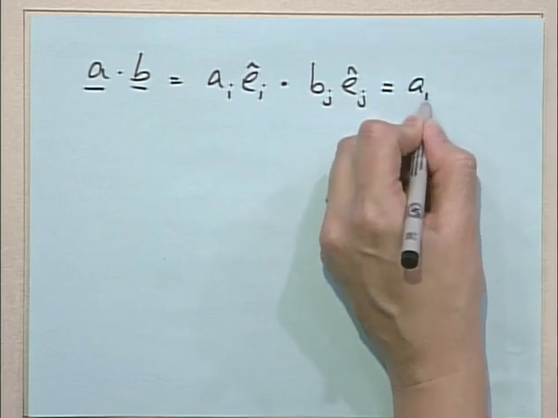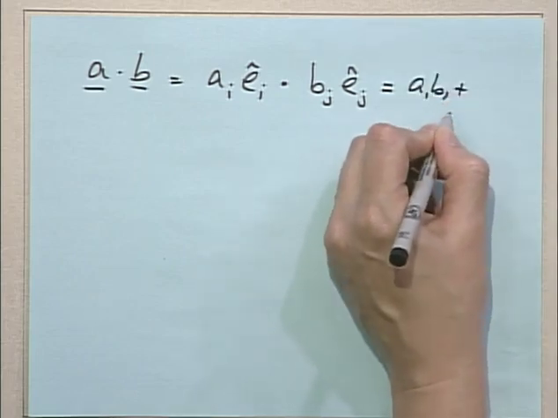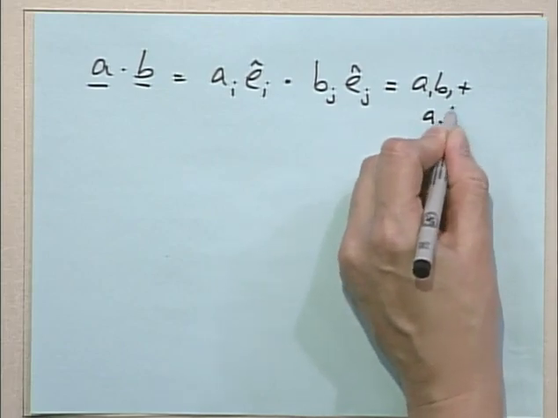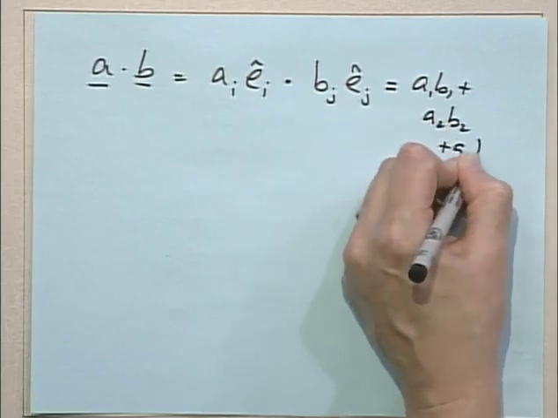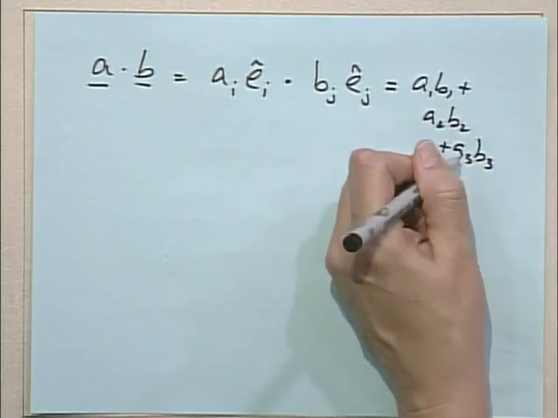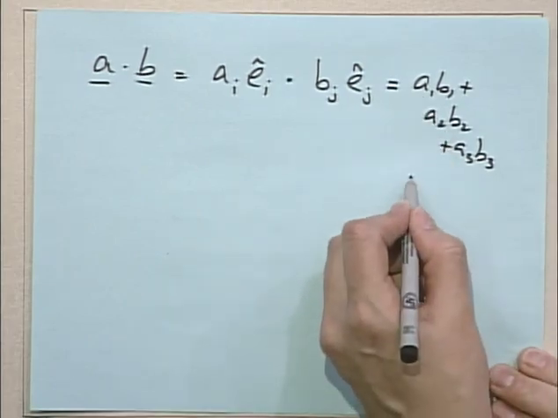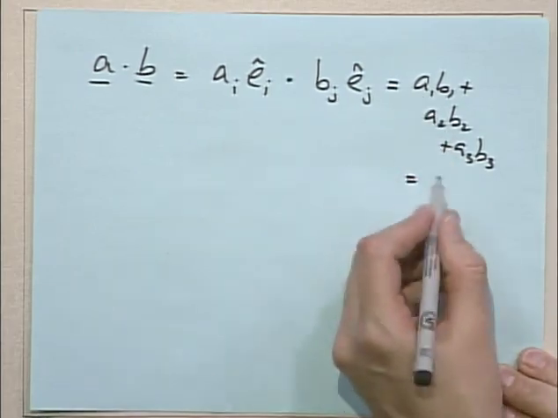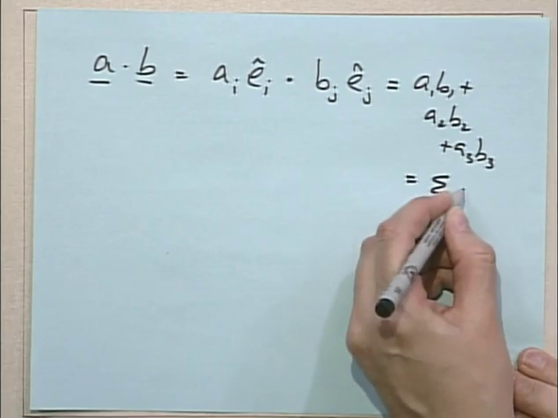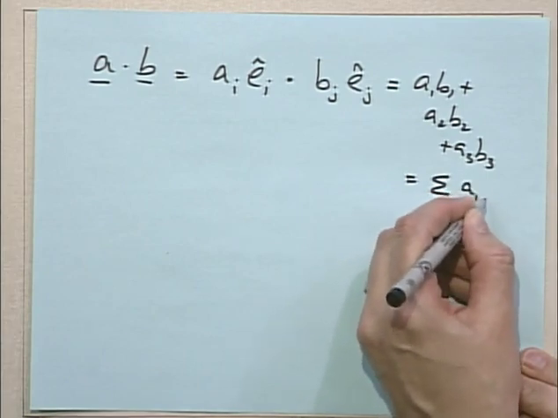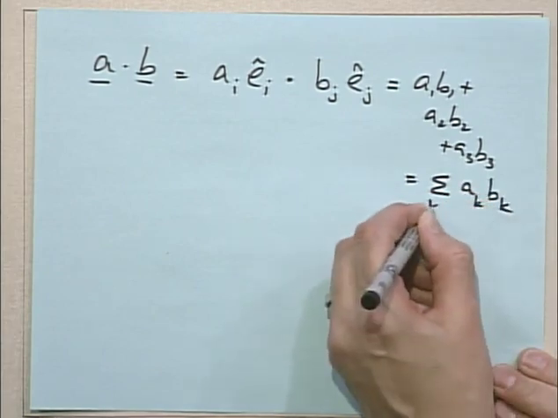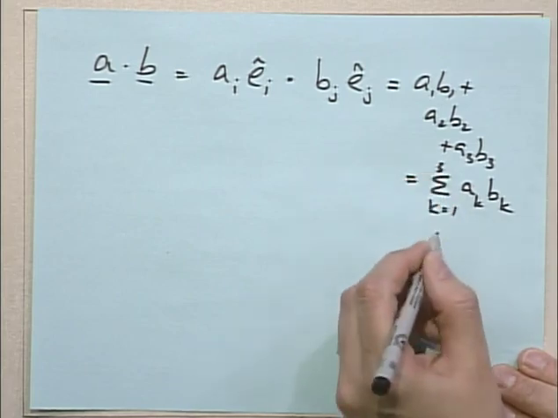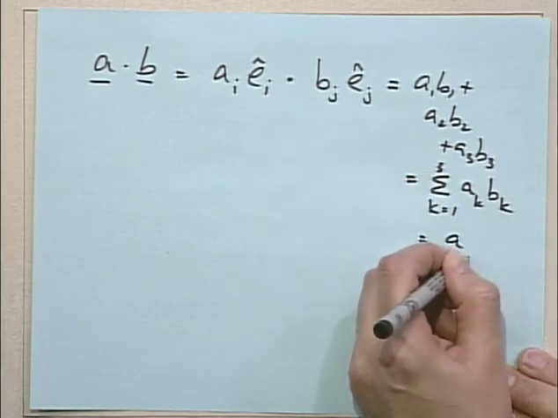Right. A1, B1 plus A2, B2 plus A3, B3, right? That's the answer. Which we know has to turn out to be, if we go back into summation mode, the summation of A_k B_k, k equals 1 to 3. Or in Einstein notation, that's A_k B_k.